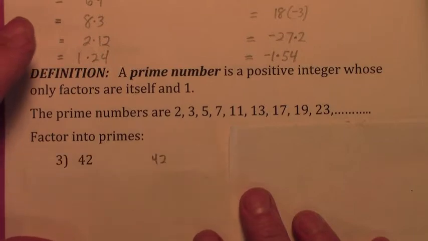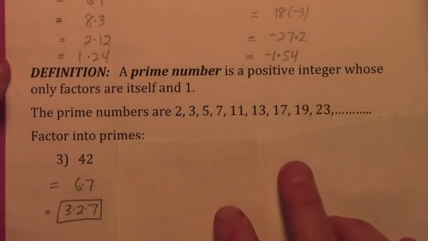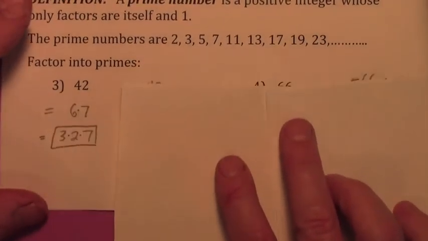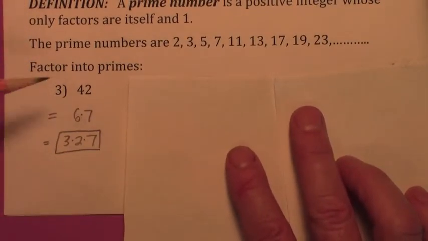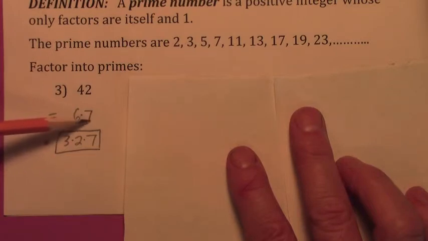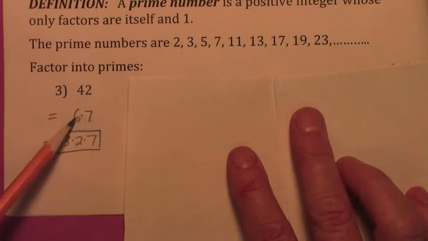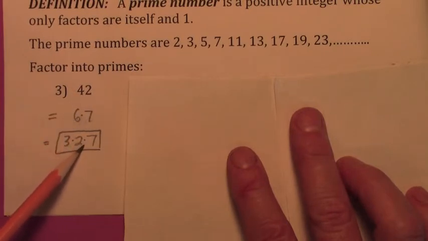Alright, so if you want to factor into primes, let's look at this one. If you want to factor 42 into primes, what I like to do is say, okay, let's factor it and then just keep factoring as much as possible until you can't factor anymore. I factor 42, remember, factor means write as a product, as 6 times 7. Now can either of these two numbers be factored more? 6 can. 6 is 3 times 2, so that's how I like to do it.